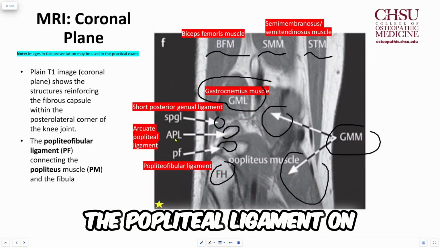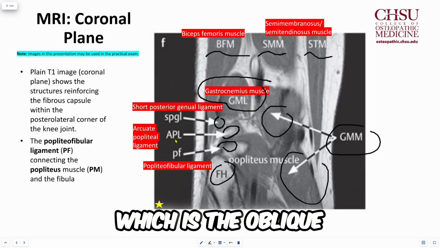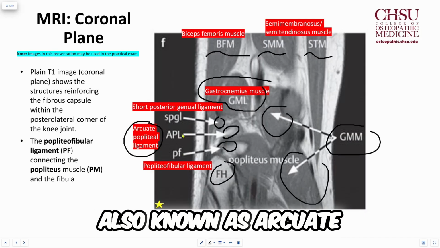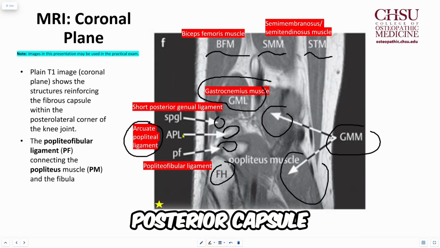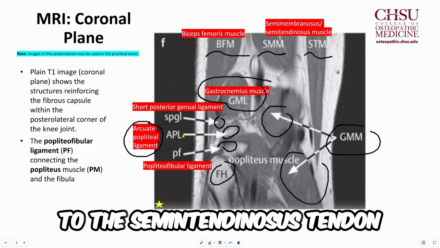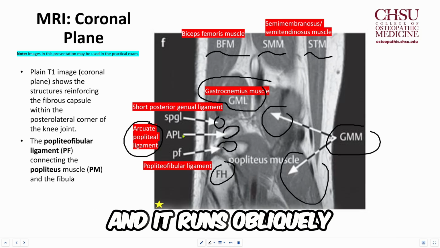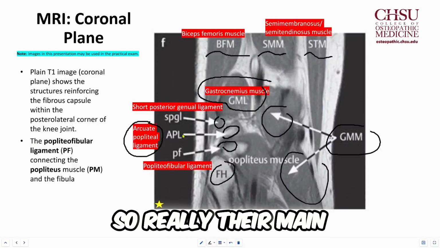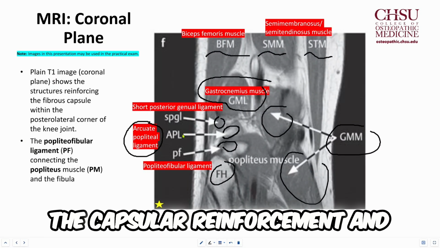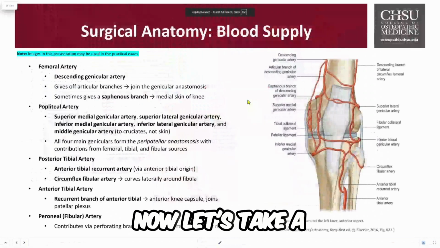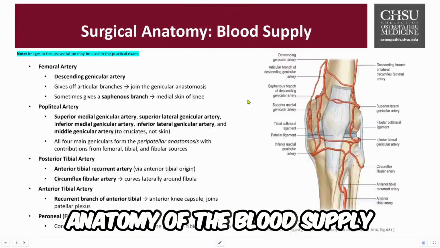The popliteal ligament on the bottom, which is the oblique popliteal ligament right here, APL, also known as arcuate popliteal ligament, helps strengthen that posterior capsule. It basically is like an extension that attaches to the semitendinosus tendon, and it runs obliquely. And it does bind to that femoral condyle as well as the posterior capsule. So really their main function is mostly the capsular reinforcement and also helping to prevent any kind of hyperextension. Now let's take a look at the surgical anatomy of the blood supply.